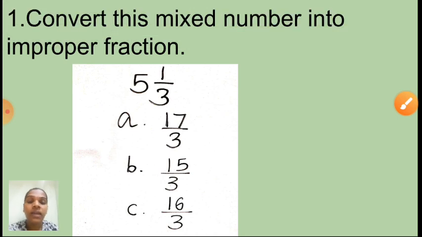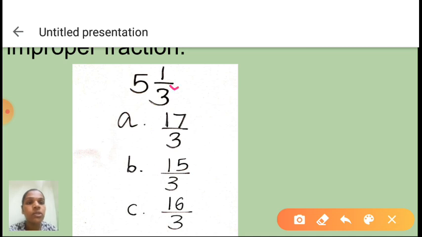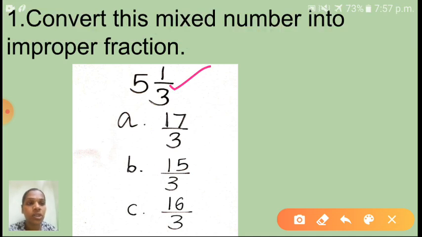Children, see here. Here I will solve one by one. That MCQ questions I have given, I will solve and you have to say which answer will come here. So like this, questions will come for your semester. Understood children? So the first one is, see here, convert this mixed number into an improper fraction. Convert this mixed number, that means 5 1/3, into an improper fraction.